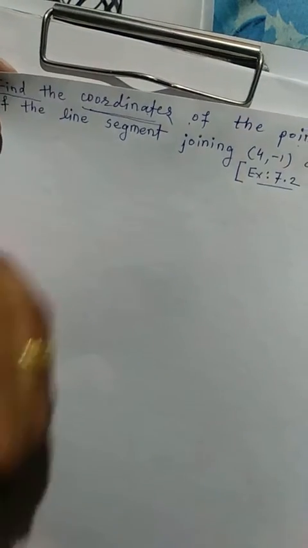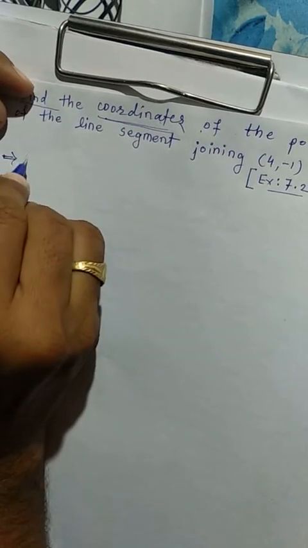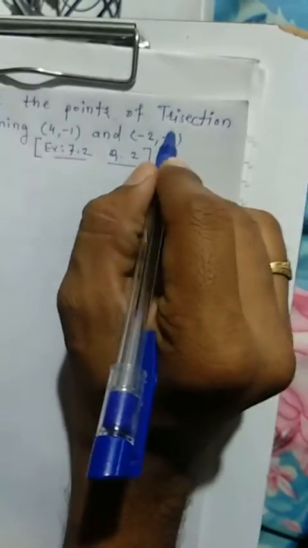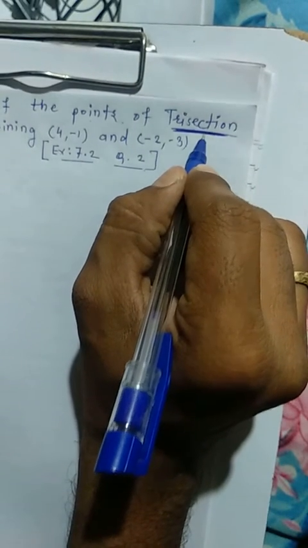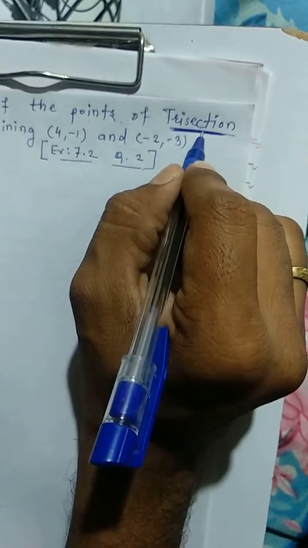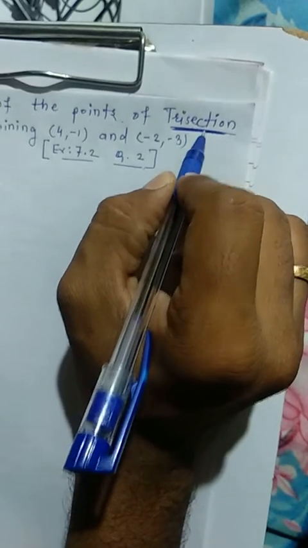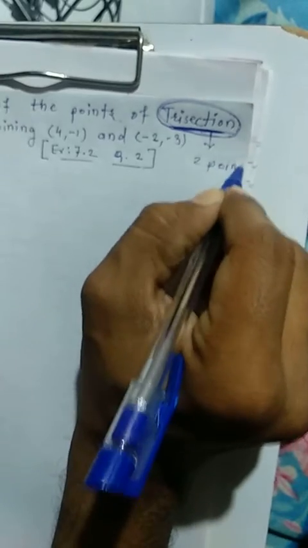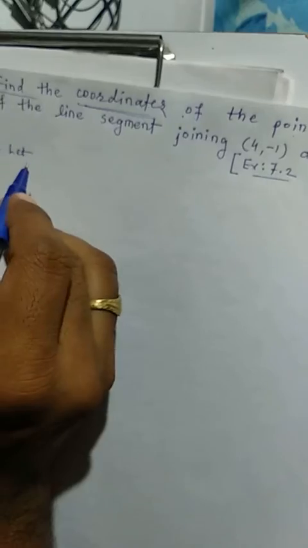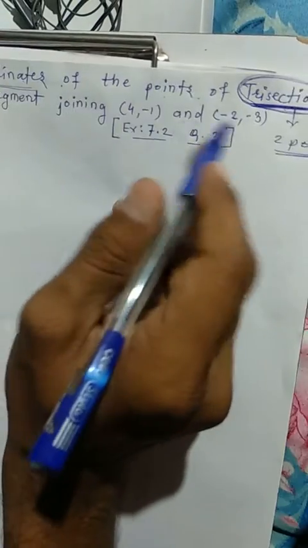For solving this question, I will write here, let. As the line gets divided into trisection, it means how many parts? Trisection means 3 parts. If the line segment gets divided into trisection, meaning 3 parts are formed, then how many points will we get? Obviously we are getting 2 points in between these two end points. What are the end points? One is 4, minus 1 and one is minus 2, minus 3.